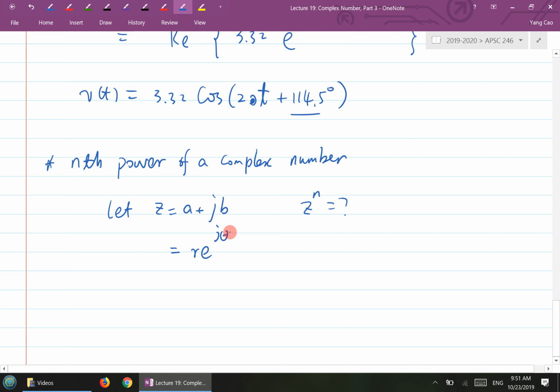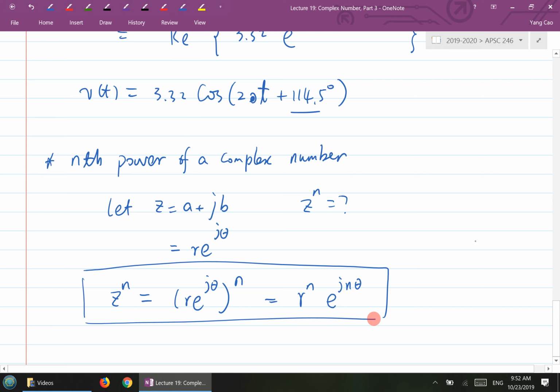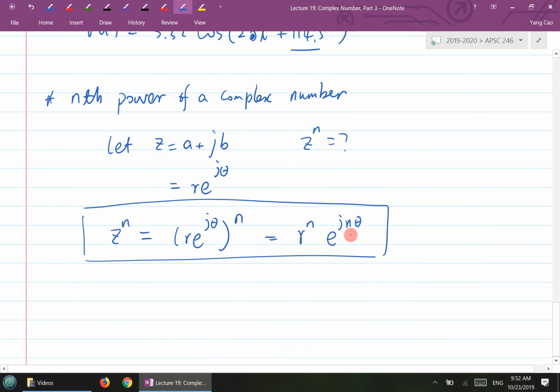I can write this complex number into Euler's format, r times e to the power of j theta. And now, if I want to calculate z to the power of n, things become much easier. r e to the power j theta, to the n, is r to the power of n, and then e to the power of what? n theta. So this is much faster to calculate. And once you get this, you can write it back into a standard complex number format, and that's much easier. So that's called the nth power of a complex number.